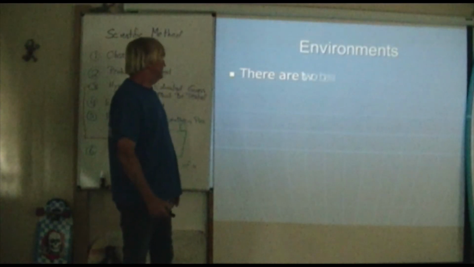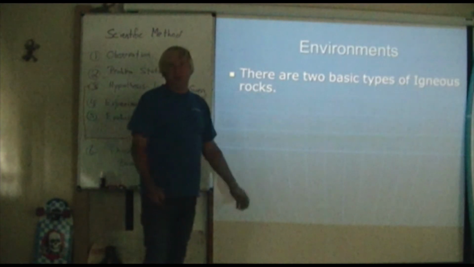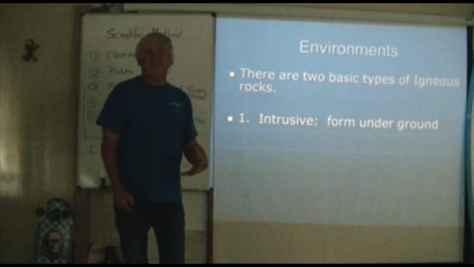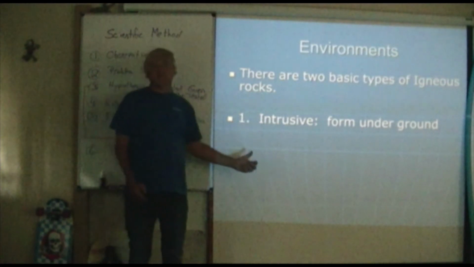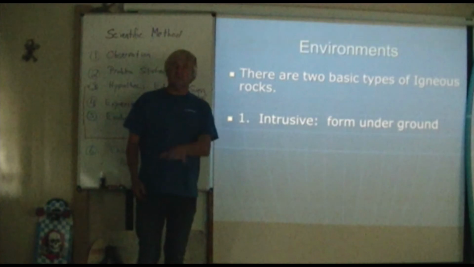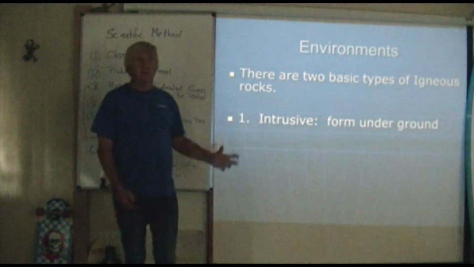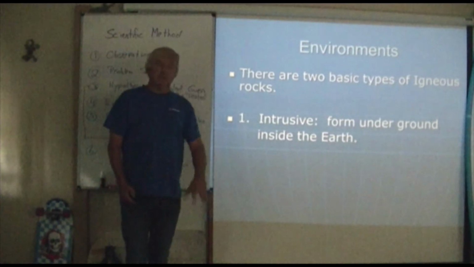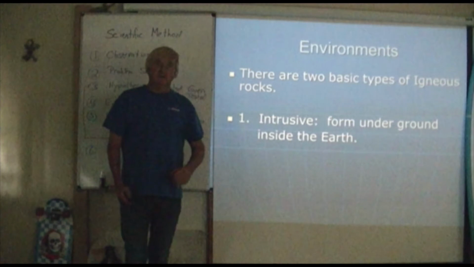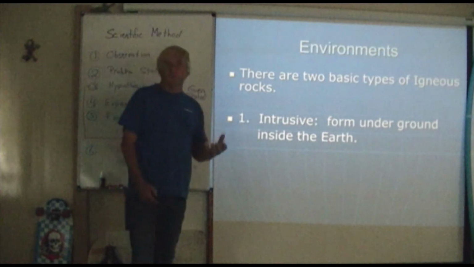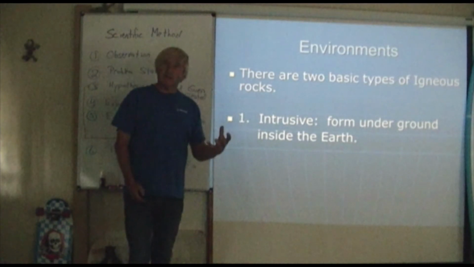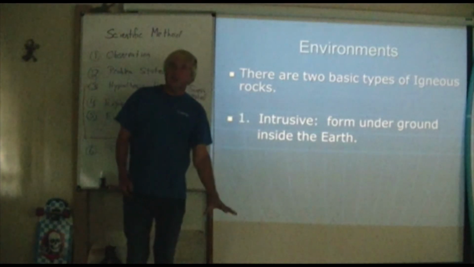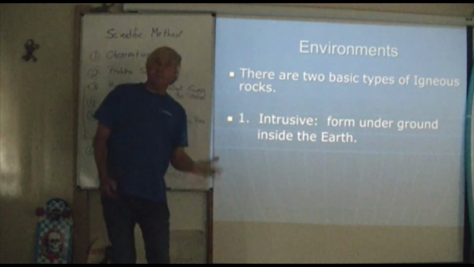So environments. There are two basic types of igneous rocks. There are intrusive rocks, which are rocks that form under the ground. The difference between intrusive rocks and extrusive rocks that we see at the surface is that intrusive rocks form inside the earth, and they take a very long time to cool down. Because of that long cooling period, these rocks form minerals, visible crystals. So granitic rocks that we see at the surface, like in Big Bear, at one time were thousands of feet underground, and they've since been uplifted due to tectonics.